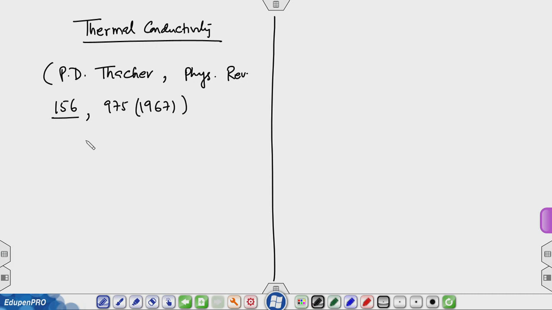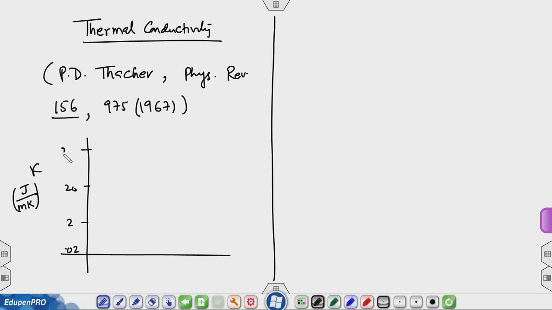And let me show you what the data shows. It plots thermal conductivity of copper in terms of joules per meter per Kelvin, and it is on the logarithmic scale. So, let us say this is 0.02, then you will get 2, then you will get 20, then you will get 200 times 10 raised to 2.